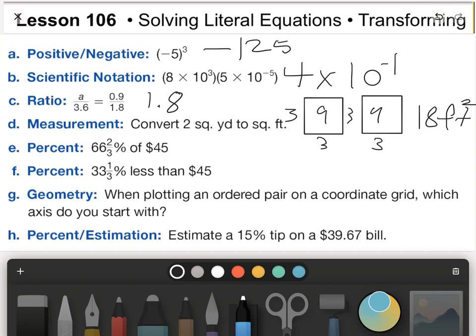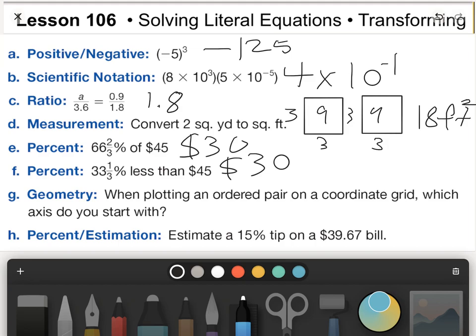Alright, then this is just asking what is 2/3 of $45? It is $30. Then this is asking what's 1/3 less of $45? It is $30.